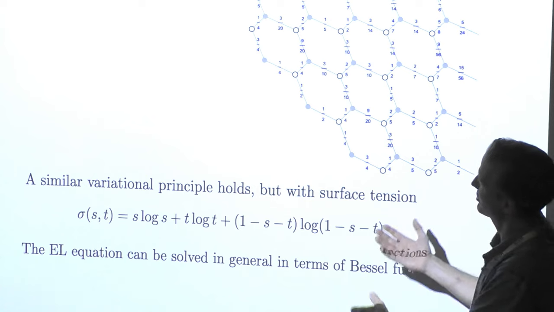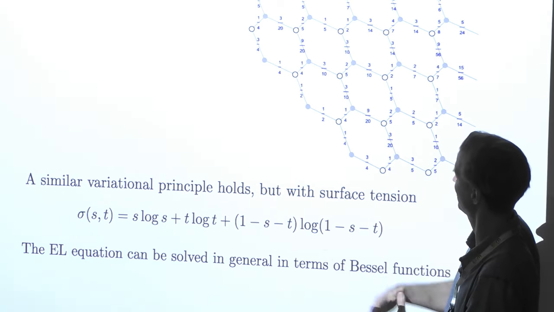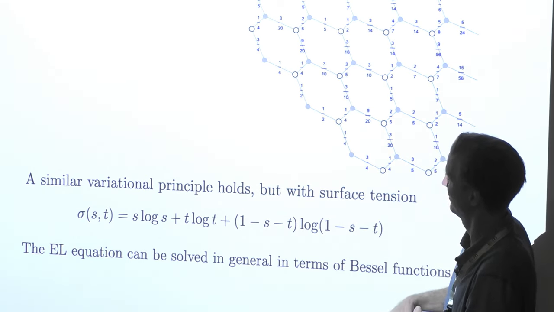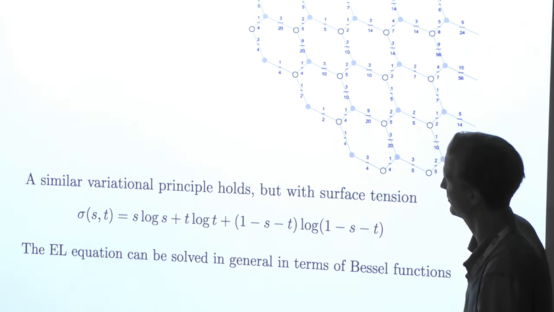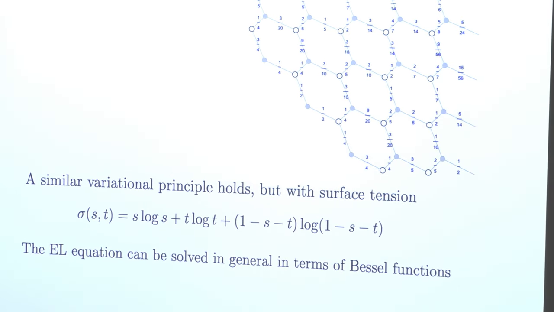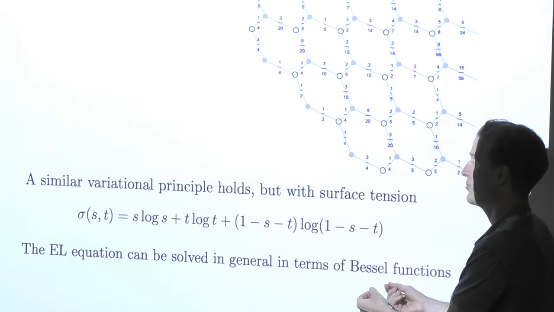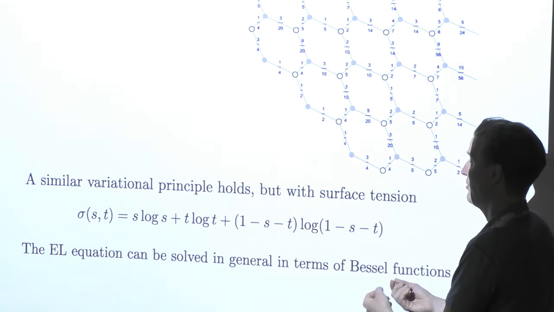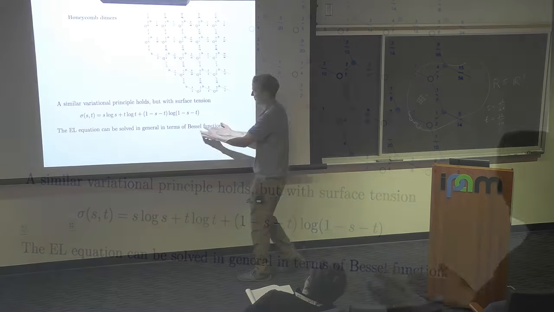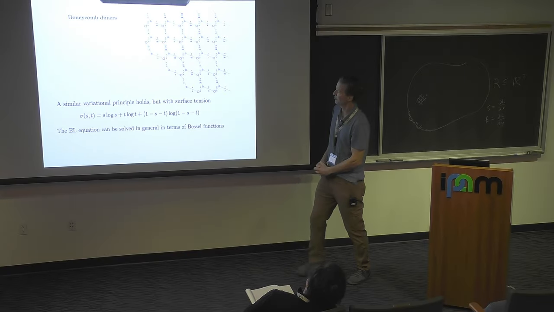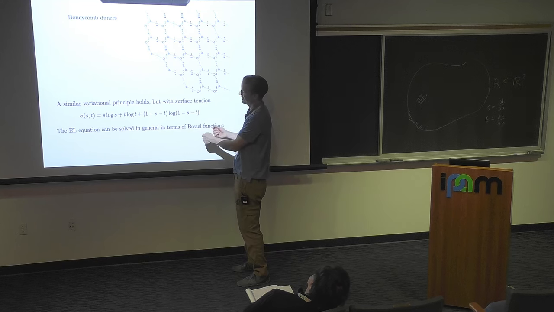But there's a similar variational principle. I won't write it down, but it looks the same way. But the surface tension is a little bit different. The entropy function is a little bit different. But somewhat surprisingly, again, the corresponding Euler-Lagrange equation can be solved. And this time it's in terms of Bessel functions. And we don't know why these reasonably simple functions happen.